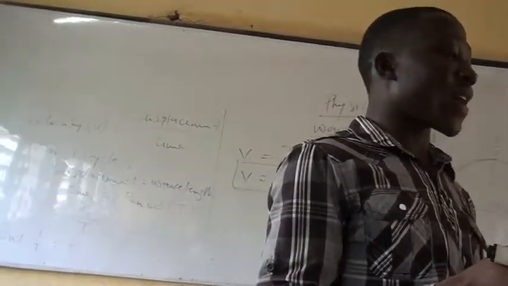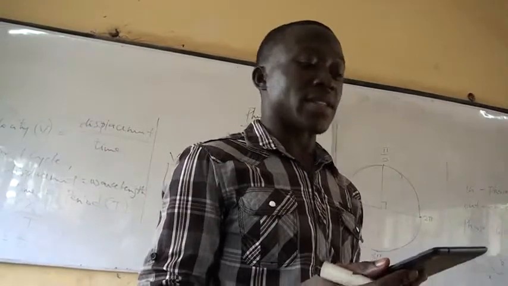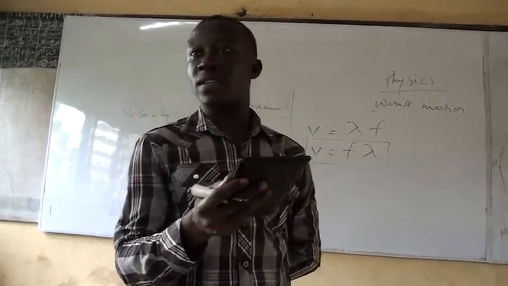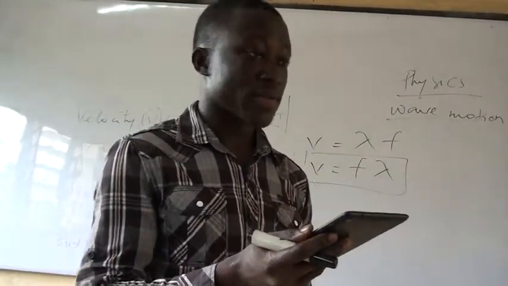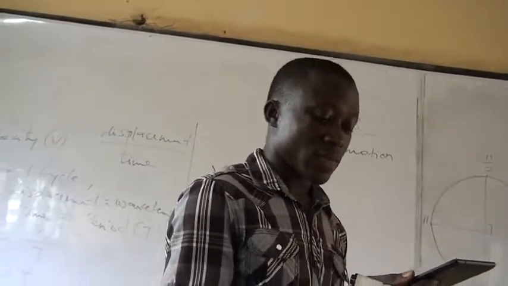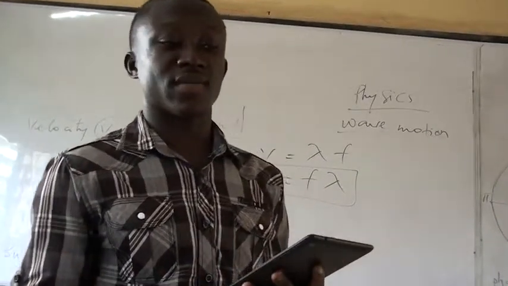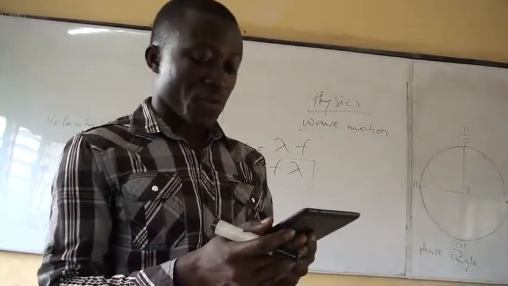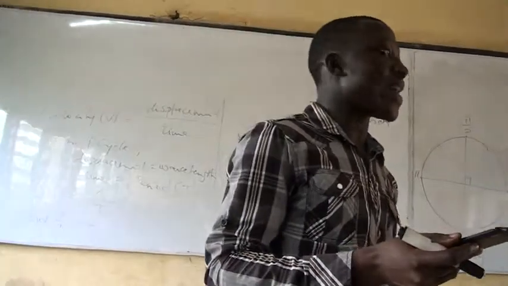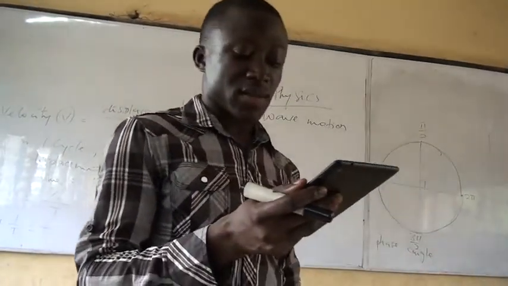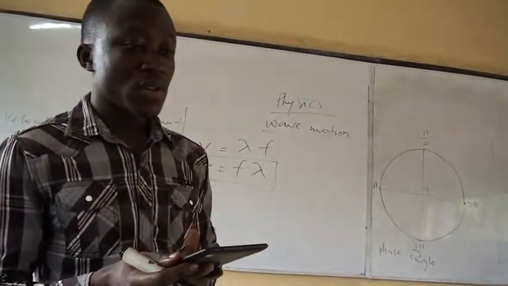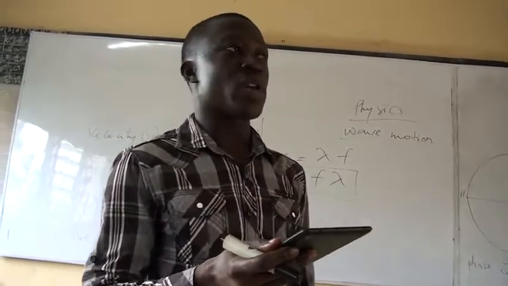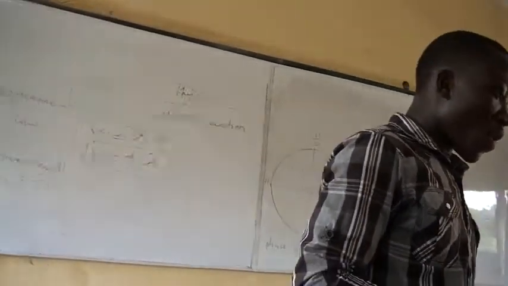A wave with frequency 3.0 Hertz takes 1.7 seconds to travel a length of 2.5 meters. Determine the wavelength of the wave.